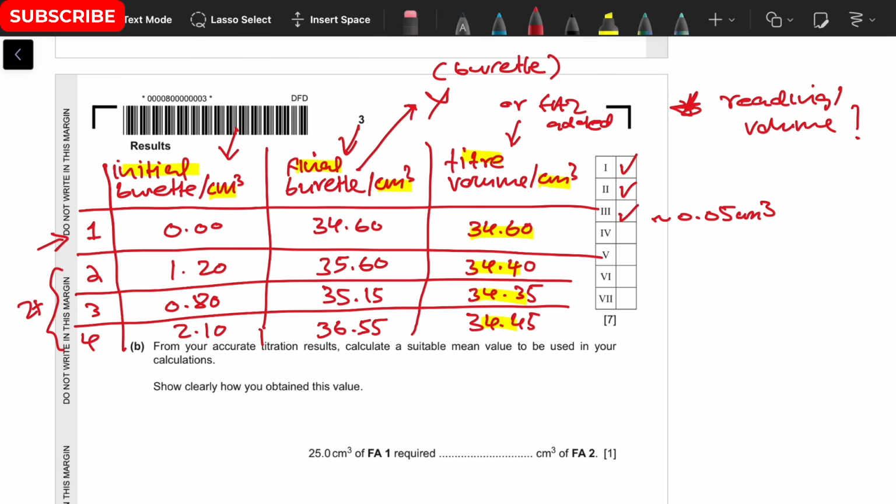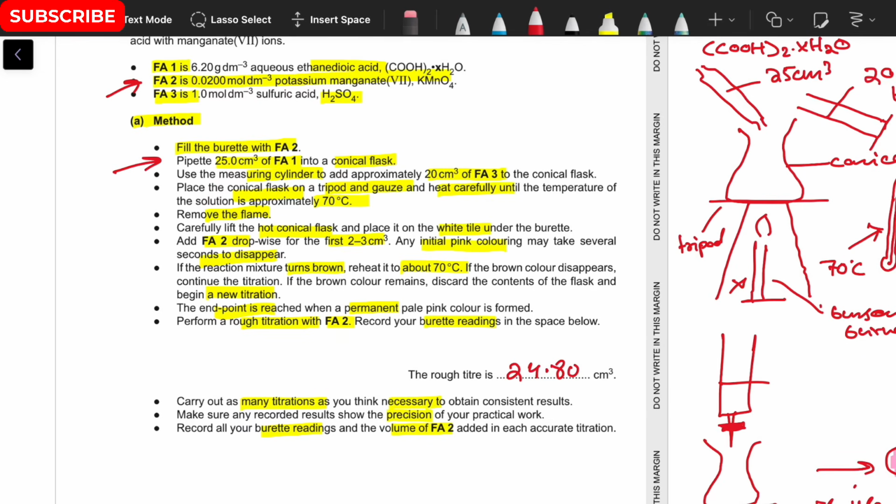Then our fourth mark is for all the final accurate titers recorded being within 0.1 centimeters cubed of any other accurate titer. Okay, so I've just put a rough titer value of 24.80 centimeters cubed. A rough titer is basically your first titer. It tends to be not as accurate as your other results just because it's your first trial.